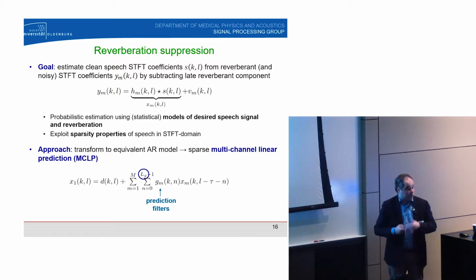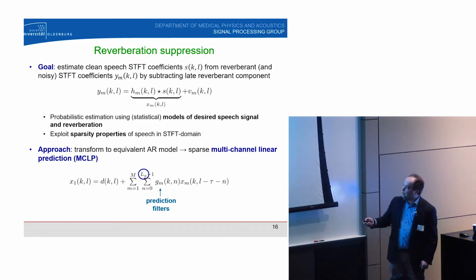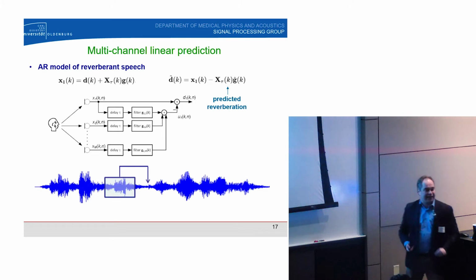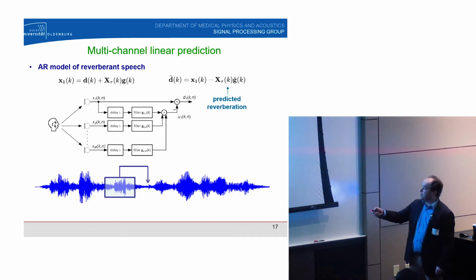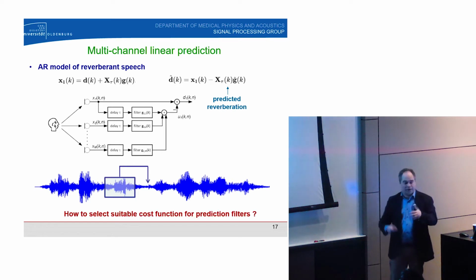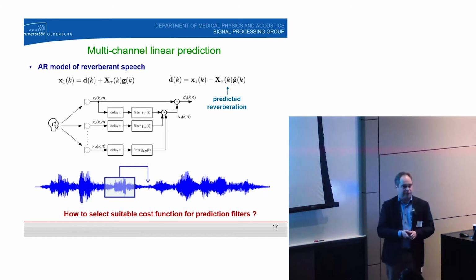Since this model really holds, it's just basic math, we can estimate this clean speech signal if we can compute accurate prediction filters, because then we just need to filter the signals, subtract, and we get the clean speech signal. So that's the easy block diagram for this. We have microphone signals, we delay them with an appropriate delay in the STFT domain, we filter them, we aim at estimating the late reverberation or the noise, and then subtract it. Of course, the only problem is that we still need to compute these filters. So how to select a suitable cost function for computing these prediction filters?